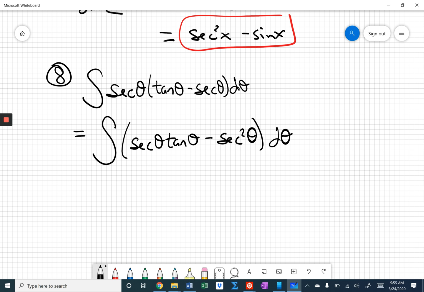All right, so after we do that distribution there, we should be able to recognize that we know the derivative of secant theta is going to give me the secant theta tangent theta. So there's that, and the derivative of tangent will give us secant squared. So that's our secant theta minus tangent theta. Of course, we need our plus c to be correct.